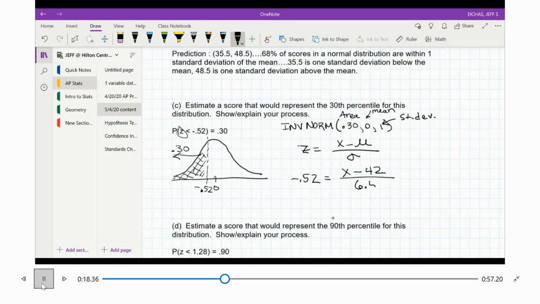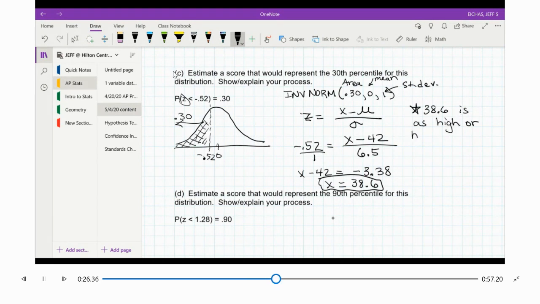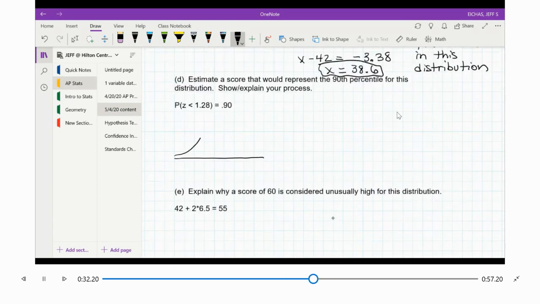All right, so now we're typing this into the standardized test statistic formula because it's a z right now, negative 0.52. We don't know the x value. We know the mean for this problem is 42 from earlier. Standard deviation is 6.5. So that's why mu is the mean, sigma is 6.5, and it's just going to carry out the mechanics. Just to be safe, it's probably best to explain percentile if they do ask this question. It's as high or higher than 30% of the distribution.